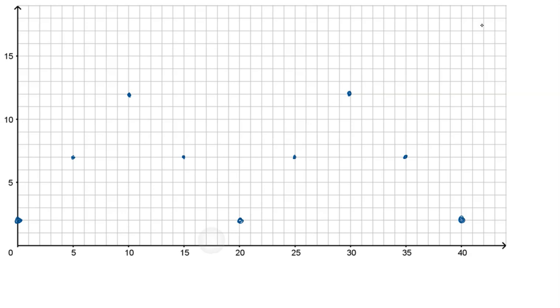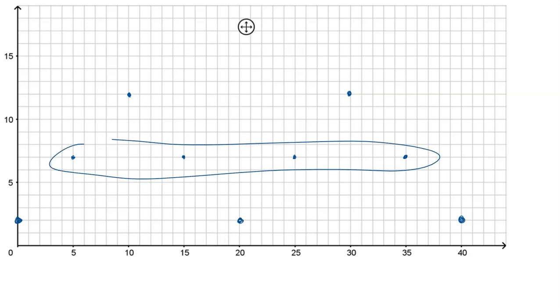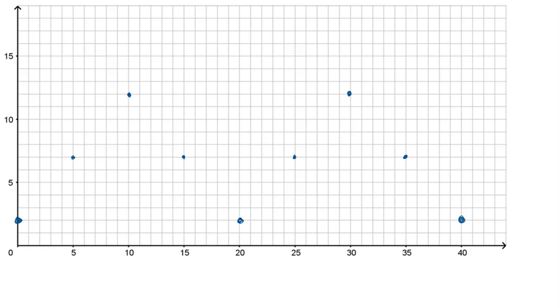Now, you don't need to always include these points. Not every scale is going to allow you to. They're useful because you can draw the curves a little bit better with them, but they are not required.